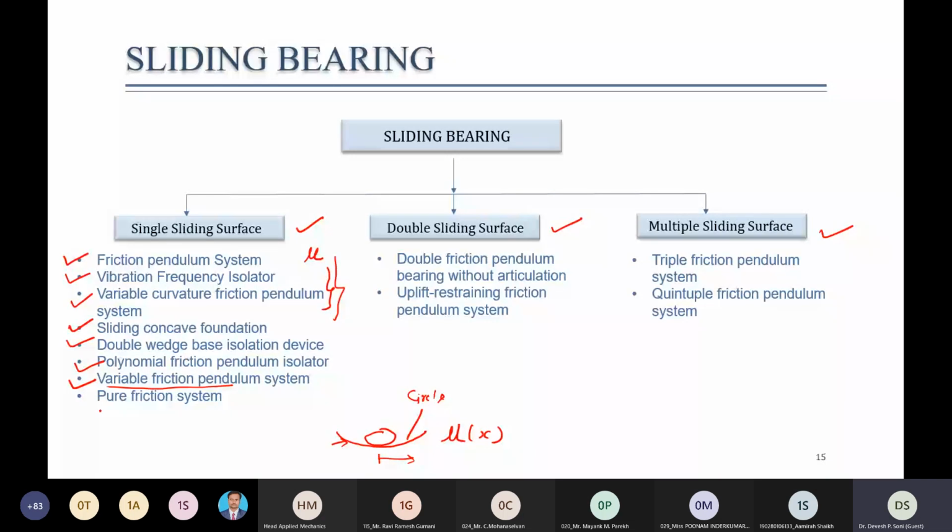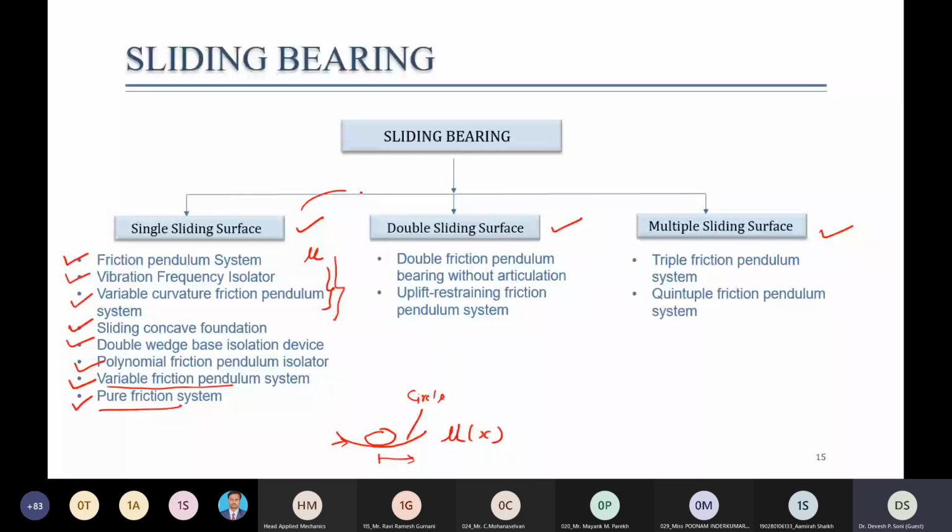And the last one is pure friction system. And pure friction system, we know it has no restoring force capacity. Right? The best example is a sand layer, normally used in a single storied building between the superstructure and foundation. Okay. However, it has no restoring force. So these are the examples of single sliding surface base isolation system.